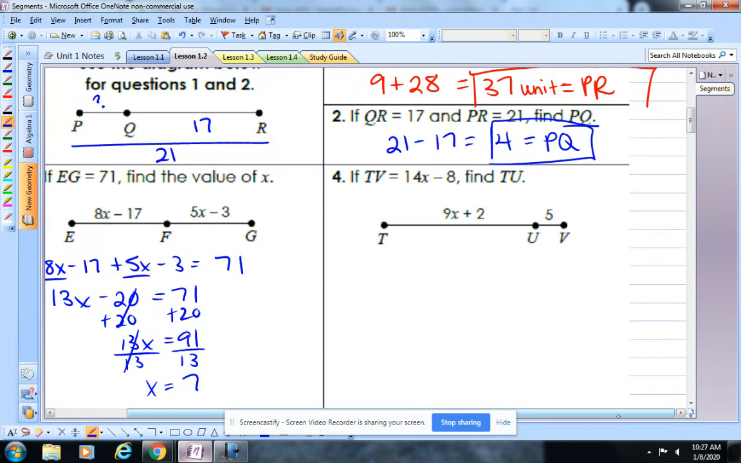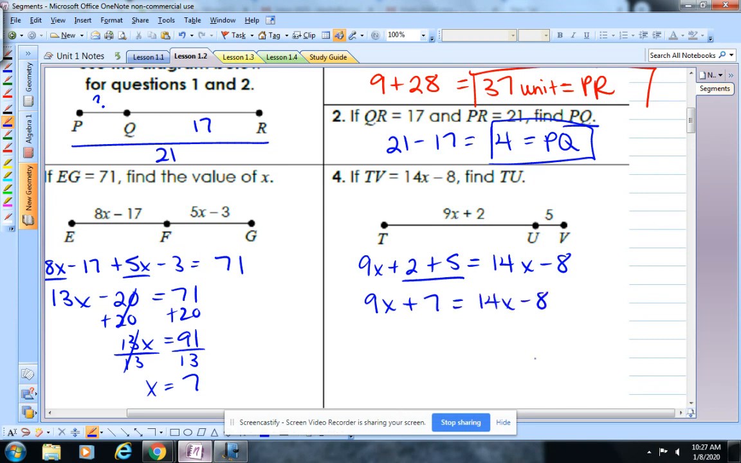What does the segment addition postulate say? Basically, little plus little equals big. So what do I have for my two little segments? And then plus 5 equals, what's the length of the longest segment? All right, any questions about how we made our equation? Okay, so now we're going to solve that for x. Well, I got like terms right there, don't I? What's 2 plus 5? So 9x plus 7 equals 14x minus 8.